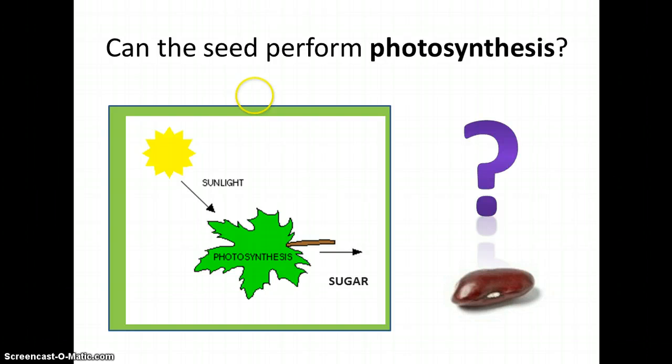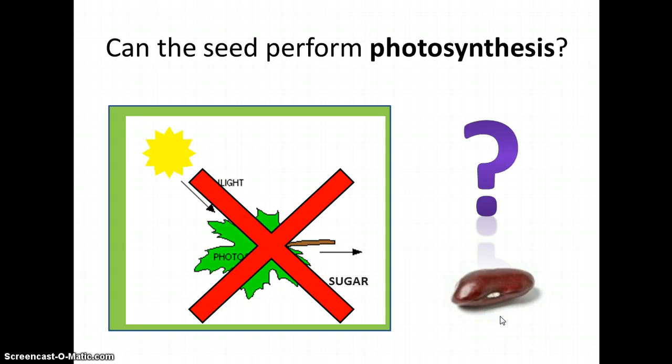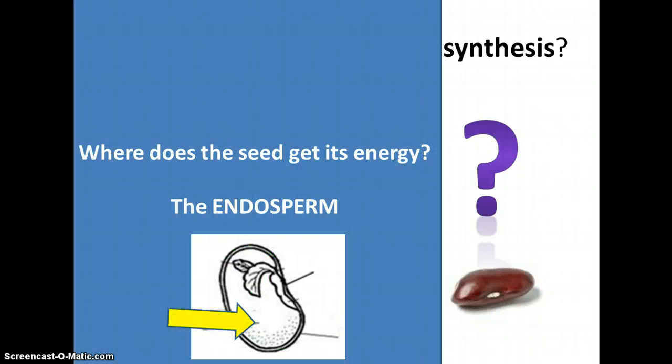So can a seed perform photosynthesis? What do you think? I hope you said no, because a seed does not have leaves. But if a seed does not have leaves and it can't do photosynthesis, how does the seed have the energy and the nutrients to be able to grow? Well, it gets its energy from the endosperm, that inside part of the seed that's going to be its food source until the little seedling will have enough leaves to do its own photosynthesis.